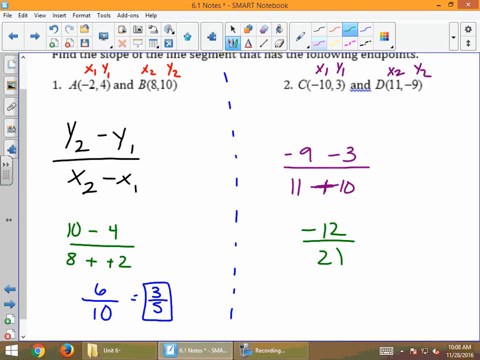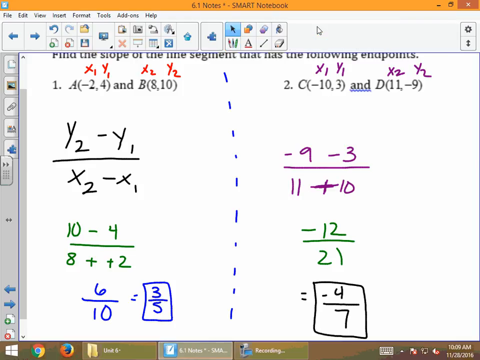-12 over 21, -4 over 7. And we are done. Always check and see if they reduce. If they don't reduce, then you're just done at that step. Okay? Questions over that. Again, this is going to be super important for what we are doing throughout this entire unit.